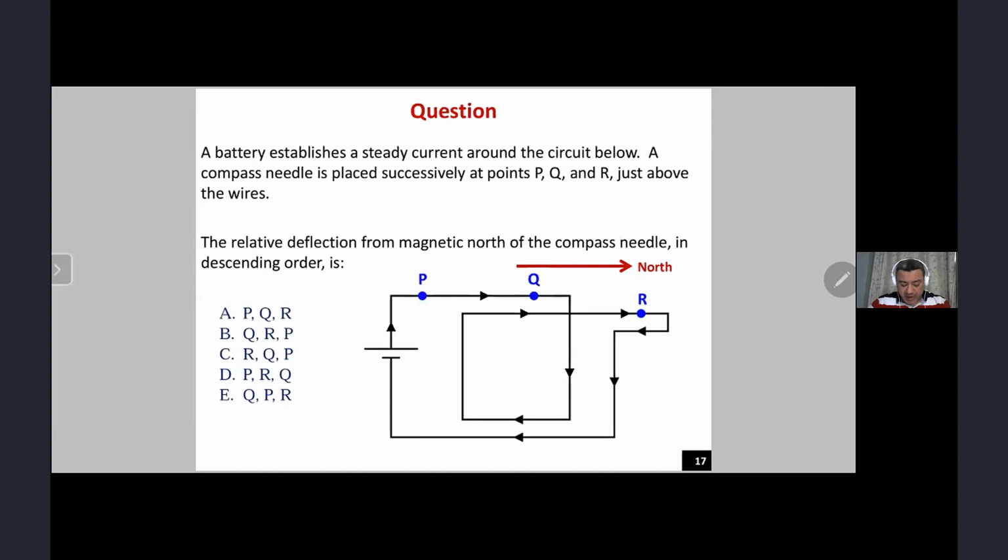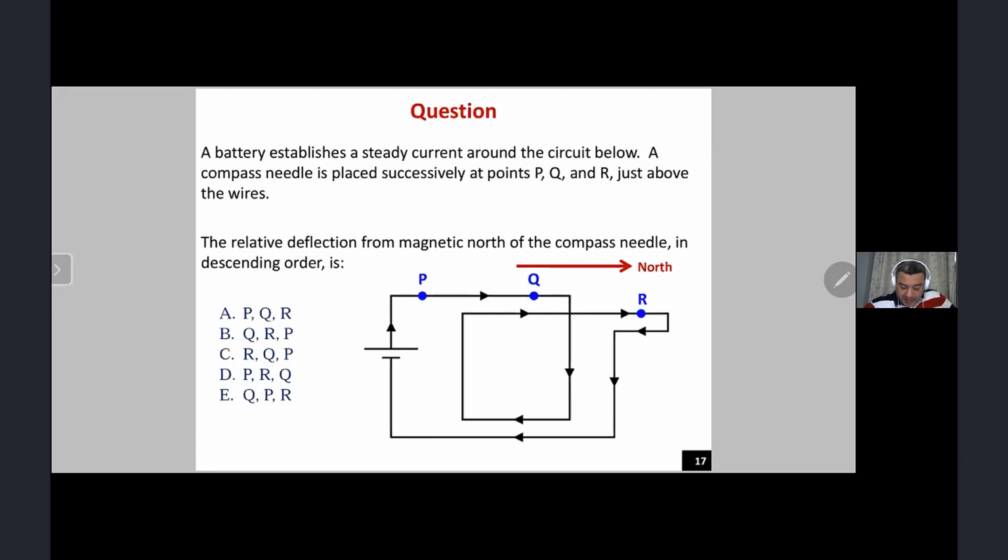In this question, we have a wire, as you can see, with a battery connected. There's a current. If the currents are in the opposite directions, then the magnetic field between will be constructive. If the currents were parallel and in the same direction, the magnetic field in between will be destructive. Okay, now back to this question.